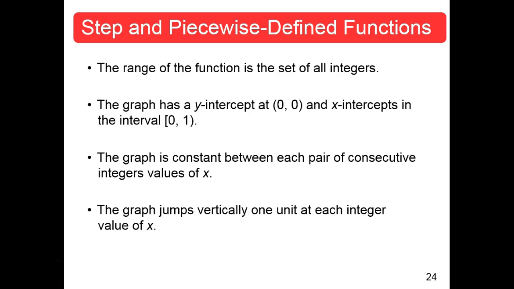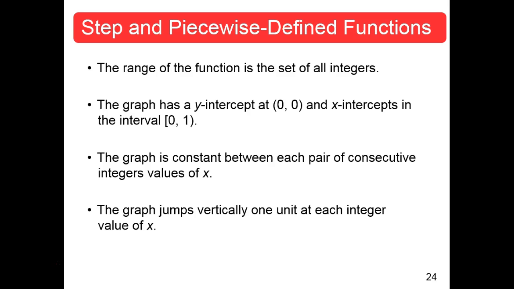It's constant between every pair of points, but then jumps vertically 1 unit at each integer. So you can't really call it an increasing function, though overall it increases. It's constant in little spurts, but then increases with jumps. So you don't really call it increasing, decreasing, or constant, unless you're specifying where you are.